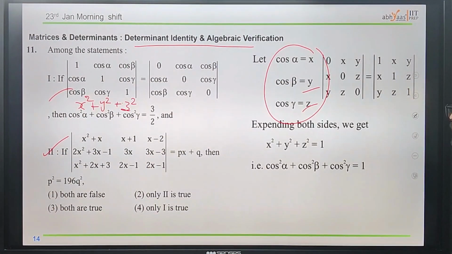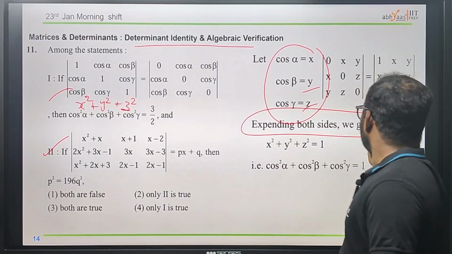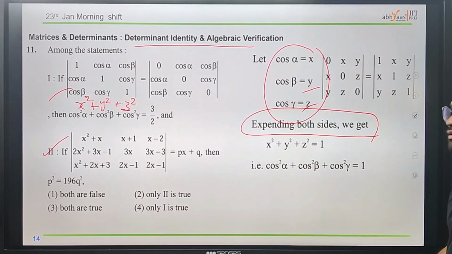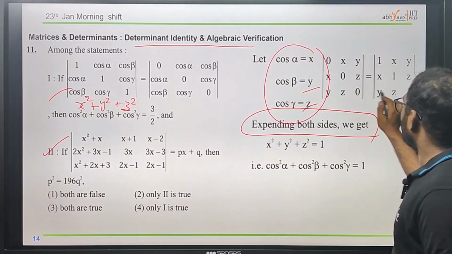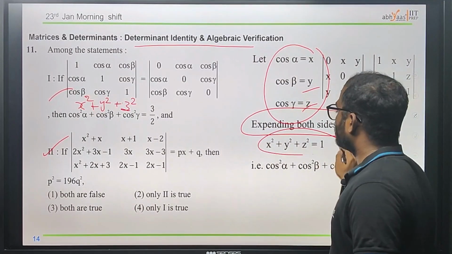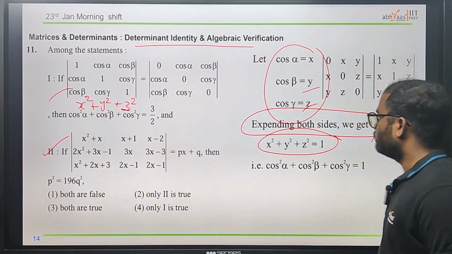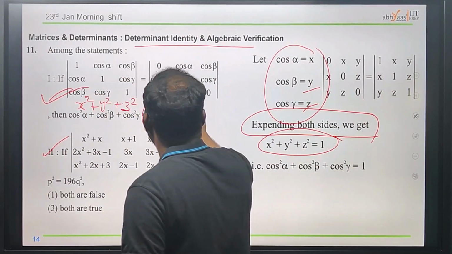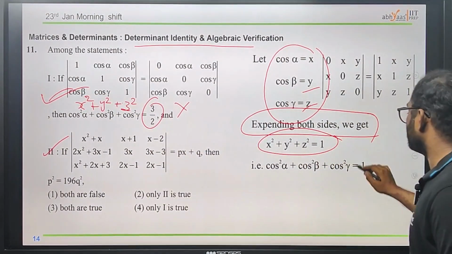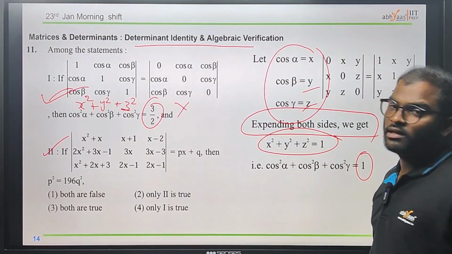Now expanding both sides, this is nothing but the determinant we need to find. After finding the determinant of both sides, further simplifications lead to this one, which makes statement 1 wrong. I hope you understood, since it is equal to 1, but in the statement they gave 3 by 2.